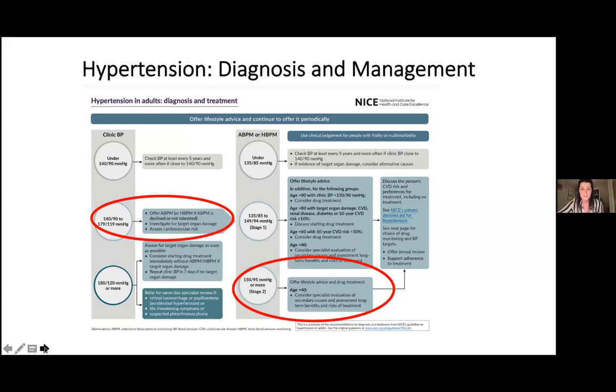We did offer him ambulatory blood pressure monitoring, and his ambulatory blood pressure was still high. It was 150/96. So he is falling into the stage 2 hypertension. So the treatment here is both lifestyle advice and pharmacological management.